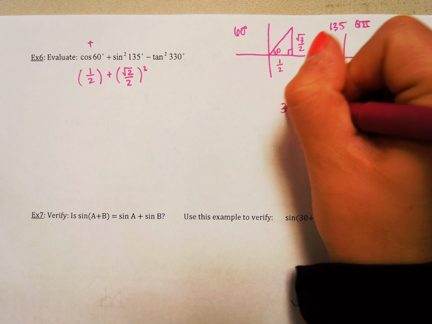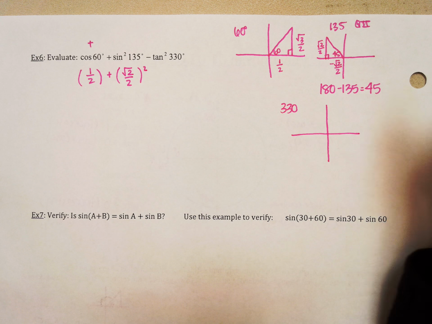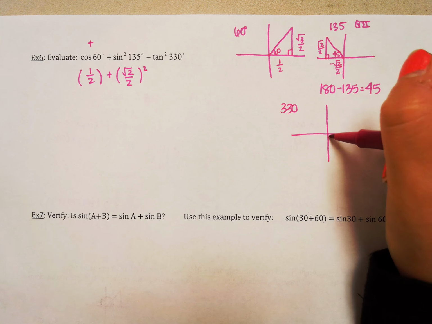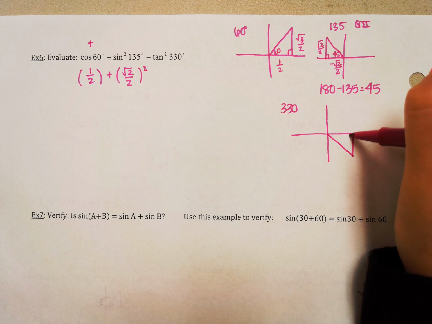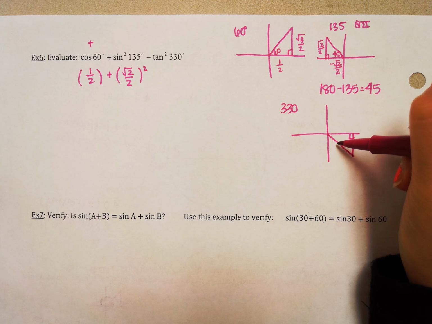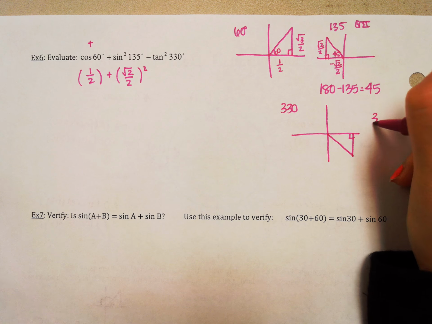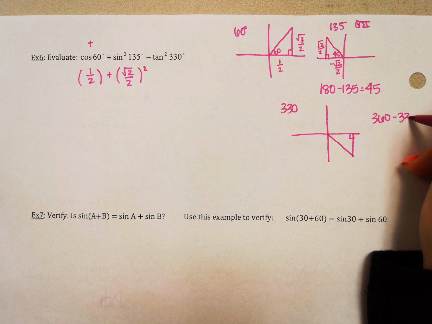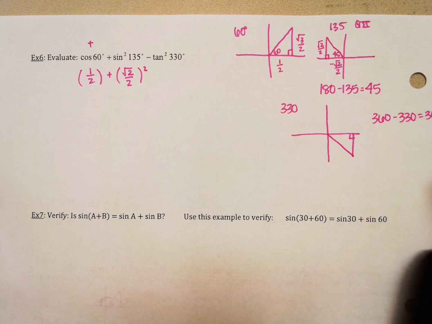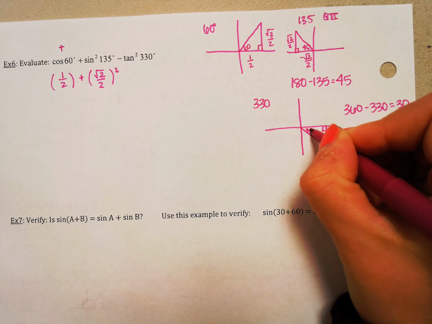And 330 degrees is the last one. So 330 degrees, between 270 and 360. So I'm going to be in quadrant 4. So this whole thing here is 330. I'm trying to figure out how much extra I would have to go there. So I can take 360 and subtract 330, and that would give me my reference angle of 30 degrees.